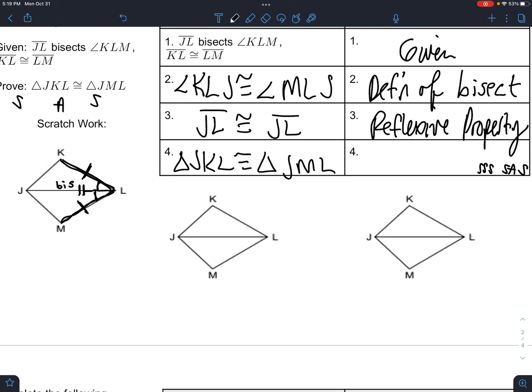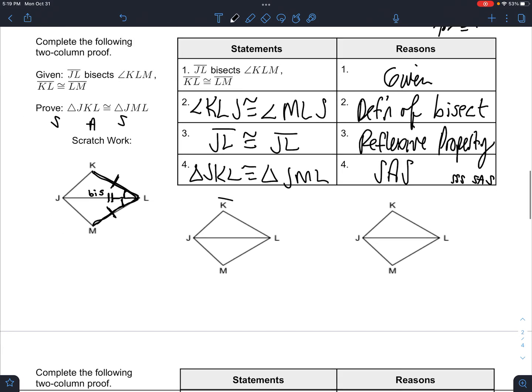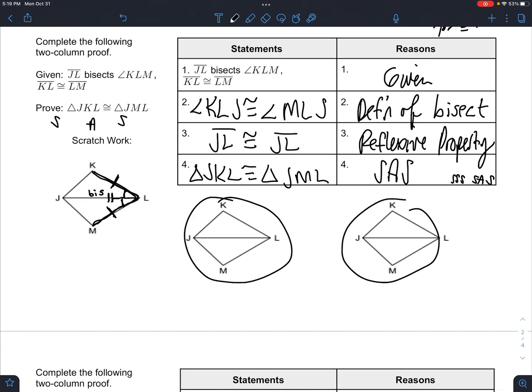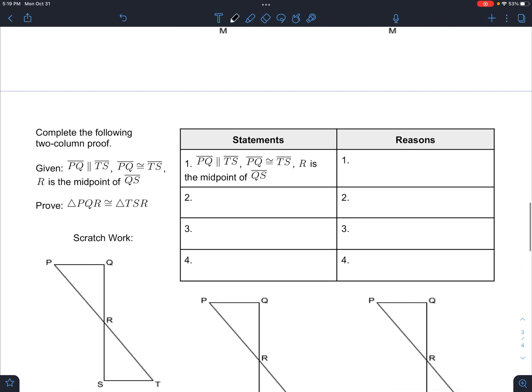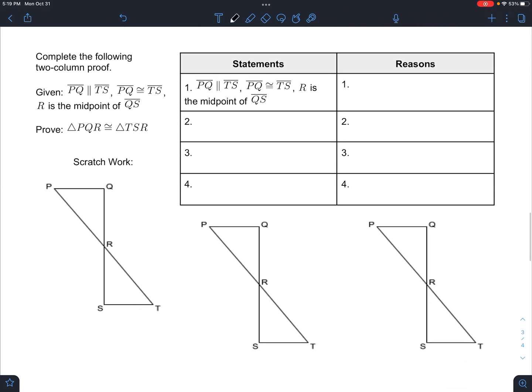So by having that in writing, it's showing us that we do indeed have SAS on both. And notice how the angle is included between the two sides. It must be that case. So this is SAS. Okay. I'm drawing these extra ones if you want to help and draw. I'll do a better job on the next one showing you what you can do with those.